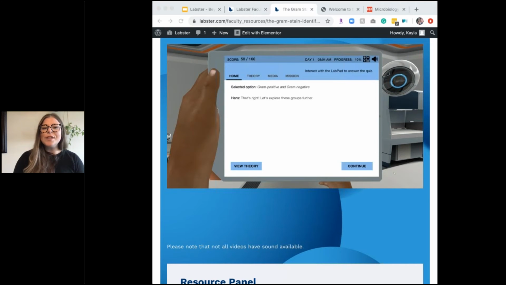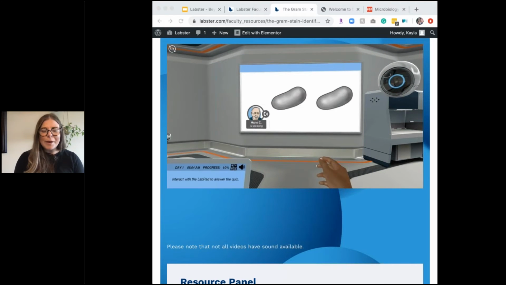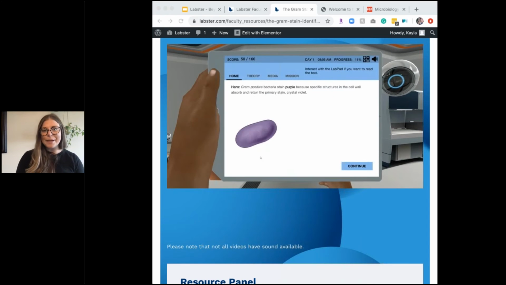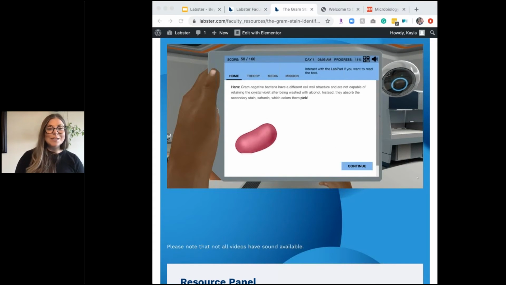That's something that's really helpful about our simulations. If you're unsure of something, like we were just unsure about what the two groups of bacteria we were going to be looking at are, we went back to the theory and saw that in fact it was gram positive and gram negative.